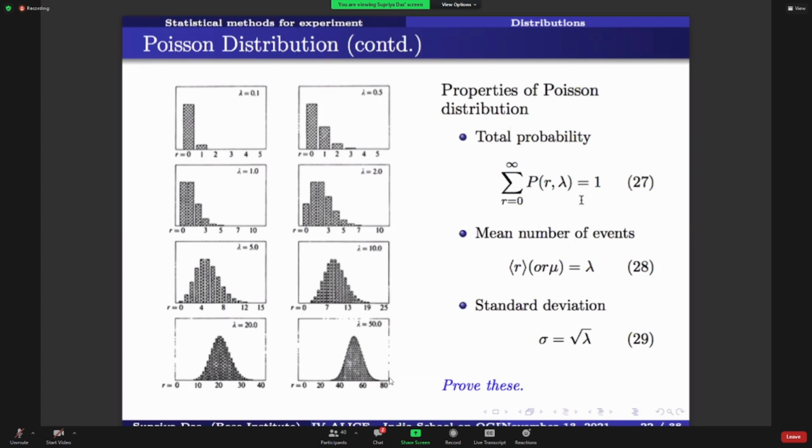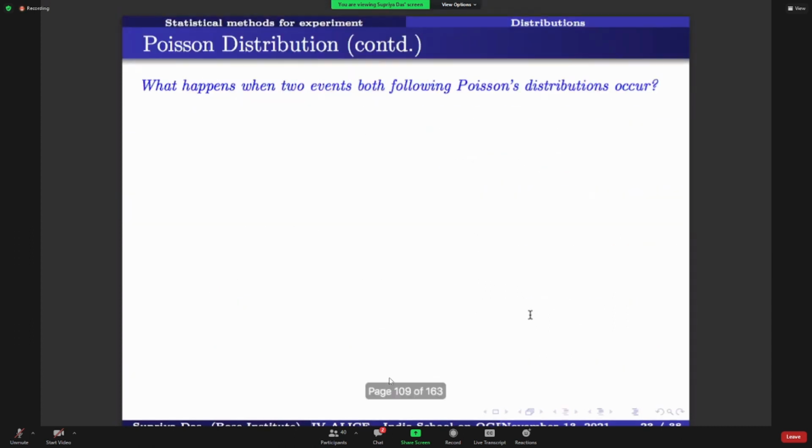Do that yourself. This is not very difficult to get. I'm not discussing this, but these are the properties that define the Poissonian distribution. What happens when two events both following Poissonian distribution occur?